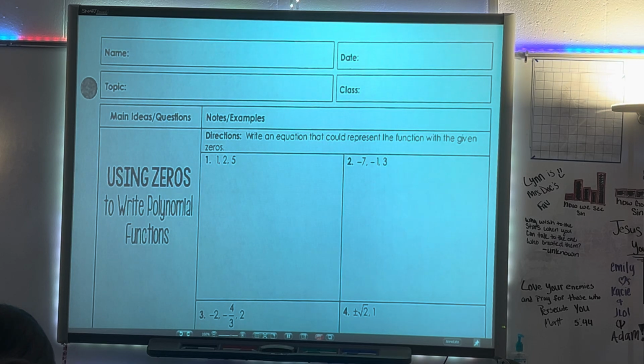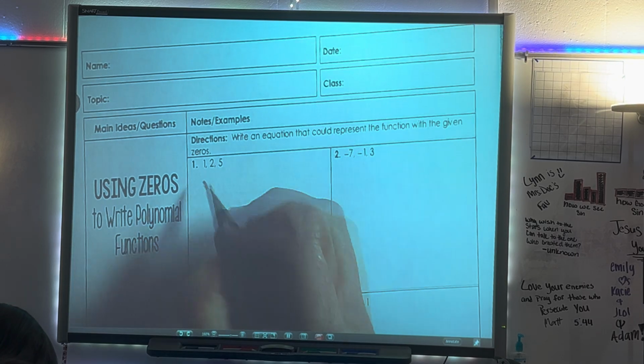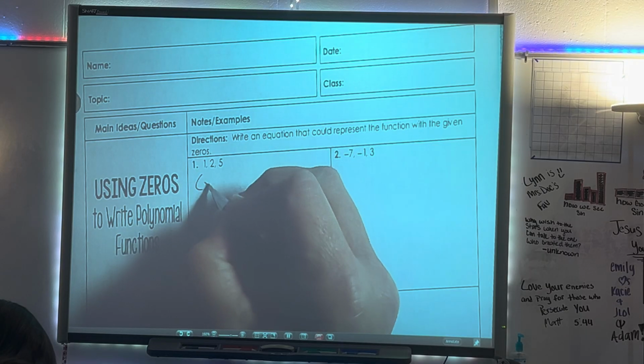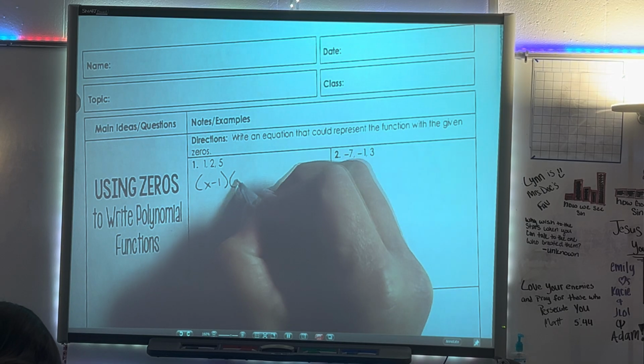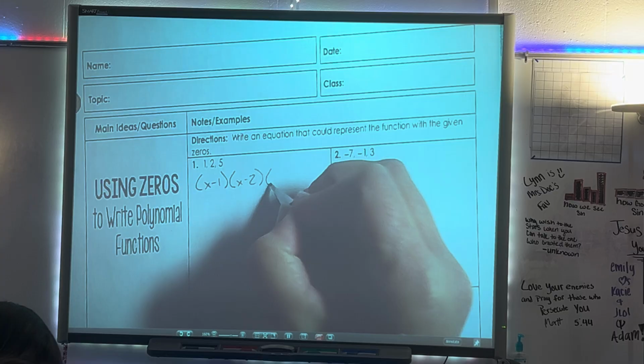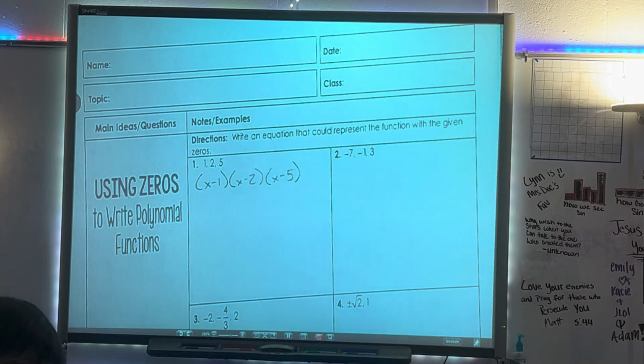Okay, so we've been solving these polynomial equations. Now what we're going to do is, if we already have the solutions, turn them back into the function from the solutions, or from your zeros. This one's pretty straightforward. If I know what my solutions are, this would be x minus one, x minus two, x minus five.